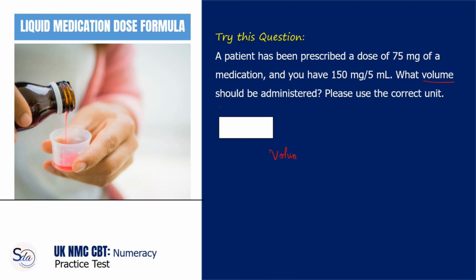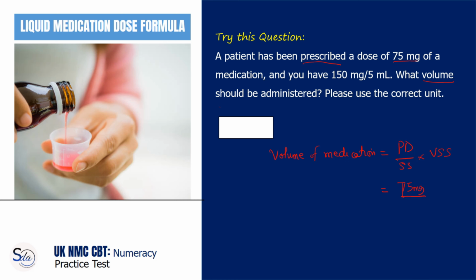So volume of the medication is equal to the prescribed dose, all divided by stock strength, times the volume of the stock solution. The question you should ask yourself is, what is the prescribed dose here? As you can see in the question, a patient has been prescribed a dose of 75 milligram of a medication. The prescribed dose here, as we know, is 75 milligram.